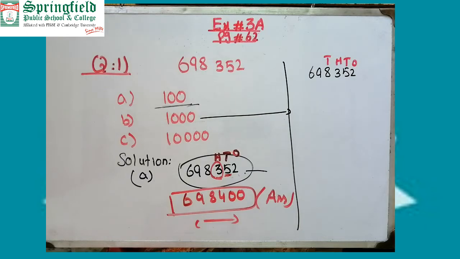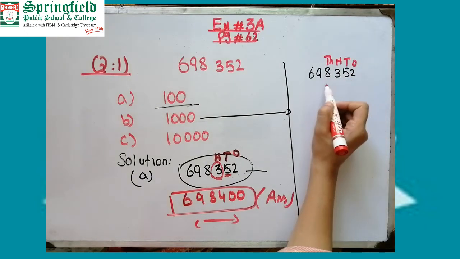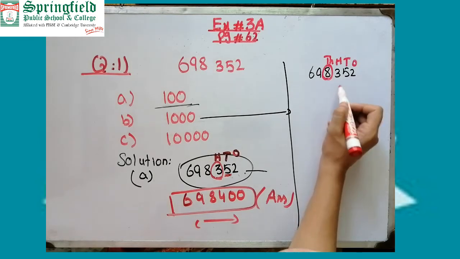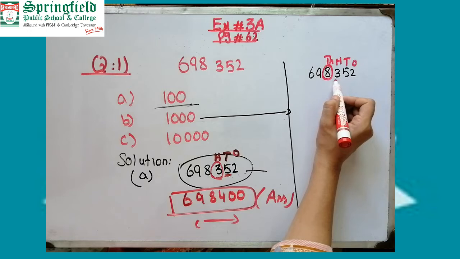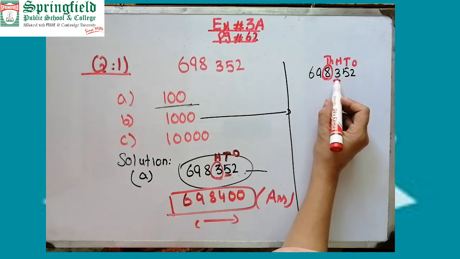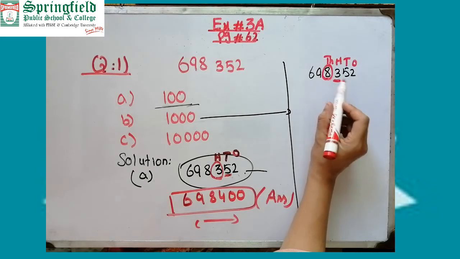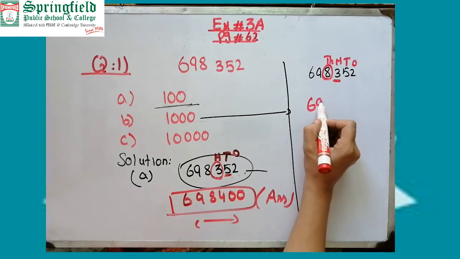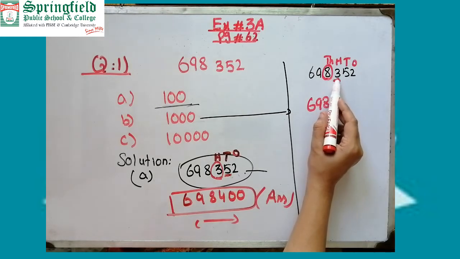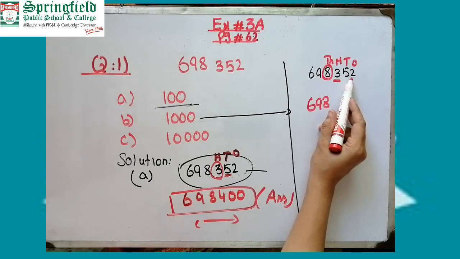It means 8 is at the place of 1000. So we will circle this digit and then the previous digit will highlight or underline. And 3 is less than 5, so 8 will remain same. So 6, 9, 8, and then after the circle digit all the digits will become 0.